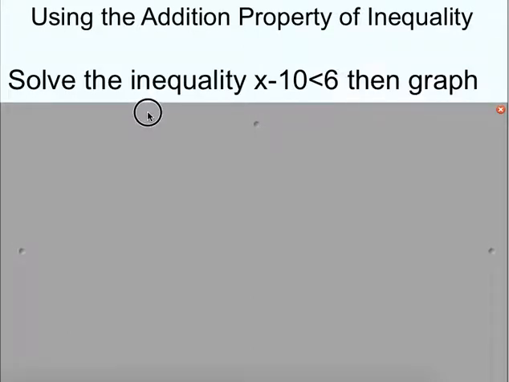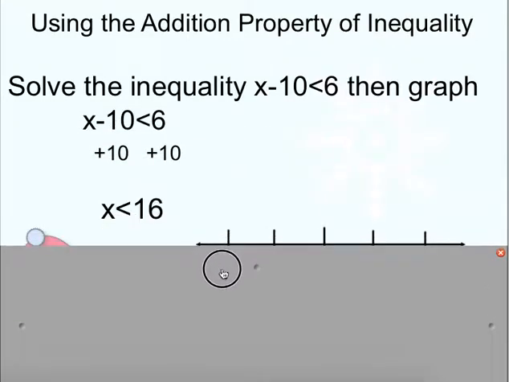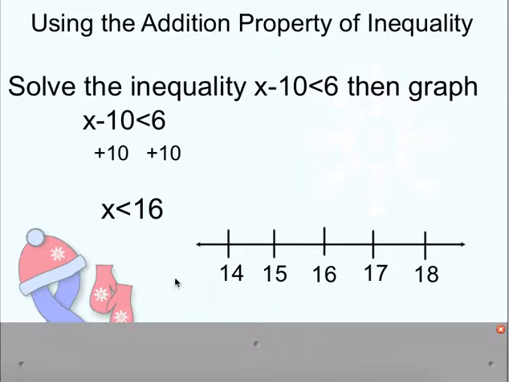So just like we would with an equation, I want to do the opposite in order to get x by itself. So if I have minus 10, I want to do the opposite of that, so plus 10, in order to get x by itself, and we get x is less than 16.